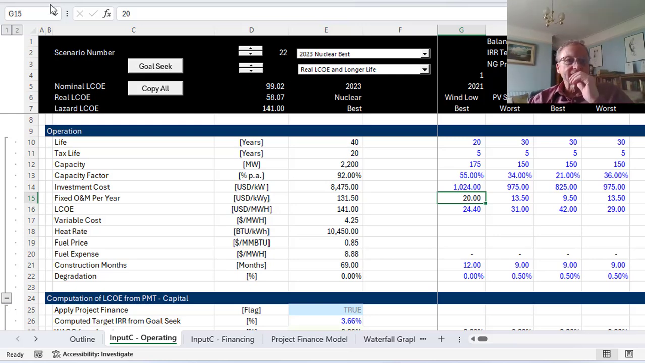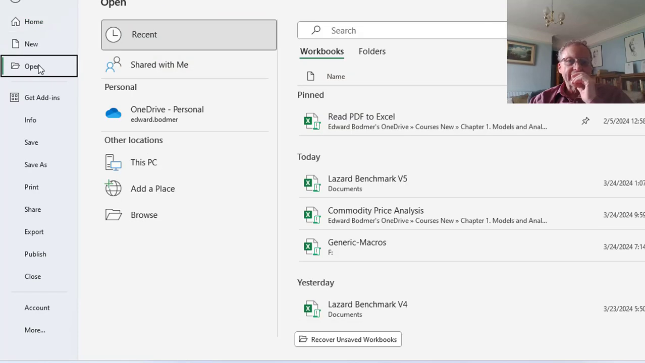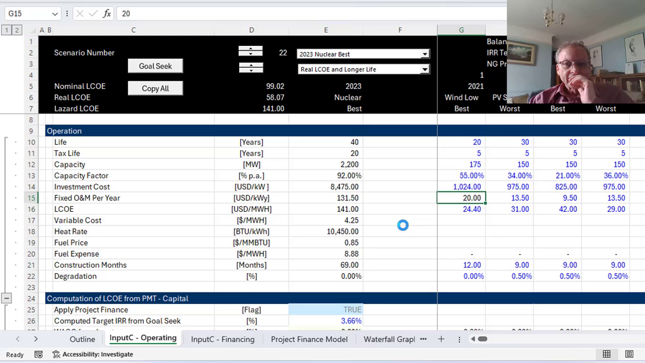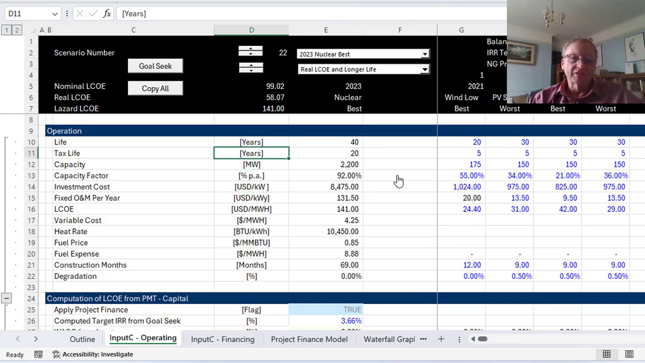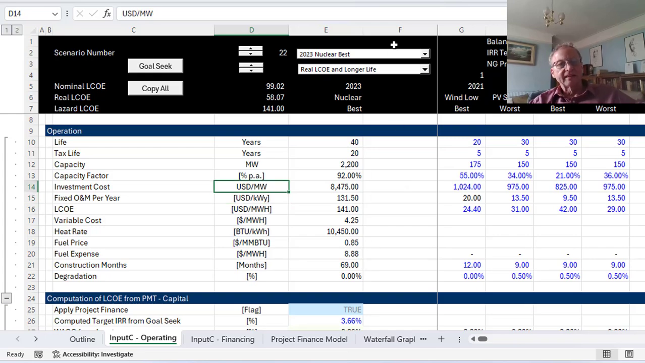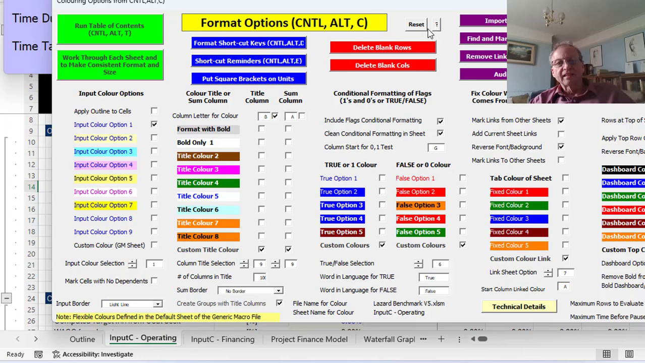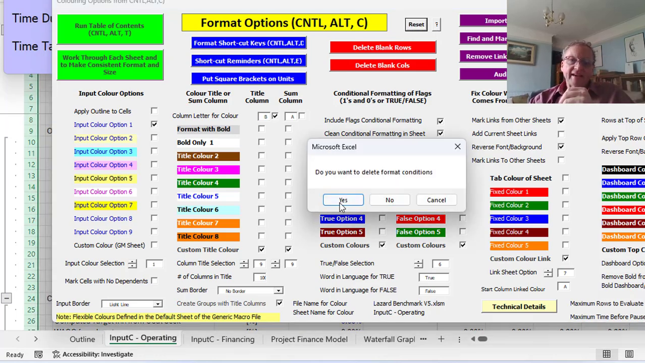To just format this, let's open the generic macros. Now I have something a little bit new on this generic macros. It's really exciting, and I'm absolutely convinced that, number one, you should not waste a whole lot of time on this. Let's just put years here, like this, MW. That's too long. Let's put USD per MW. Okay, and let's pretend now that we're going to reset everything. Then it asks you if you have, I almost should rename that to conditional formatting. That's what we're really doing. And I'm going to put yes.